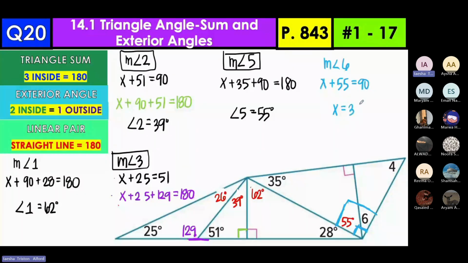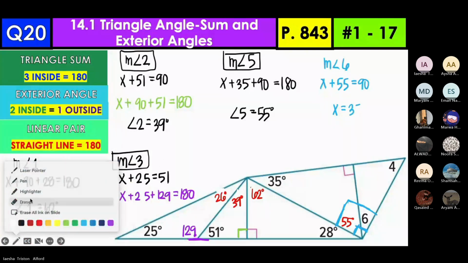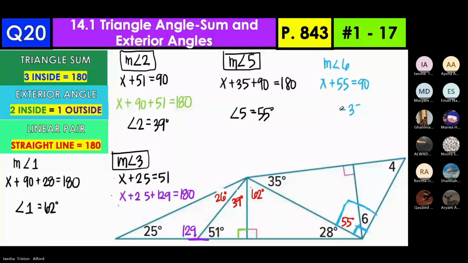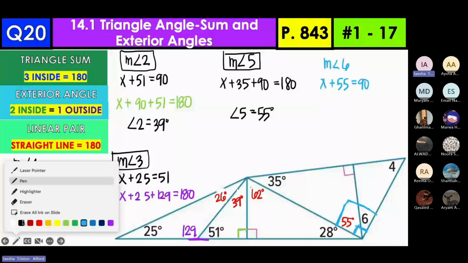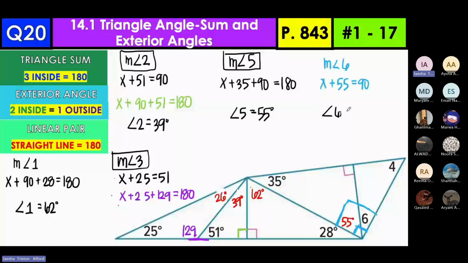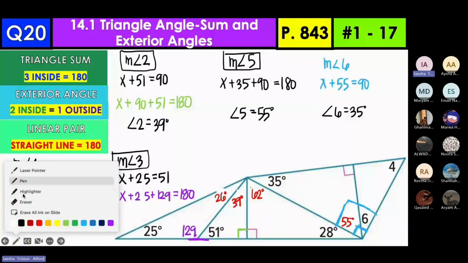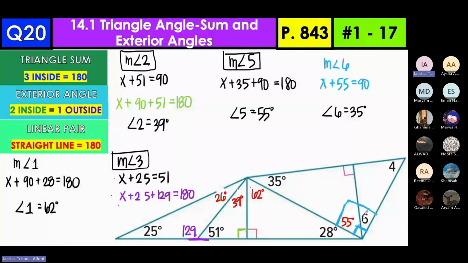So angle 6 should be 35 degrees. Okay. So you can delete this 6, and you can put 35.